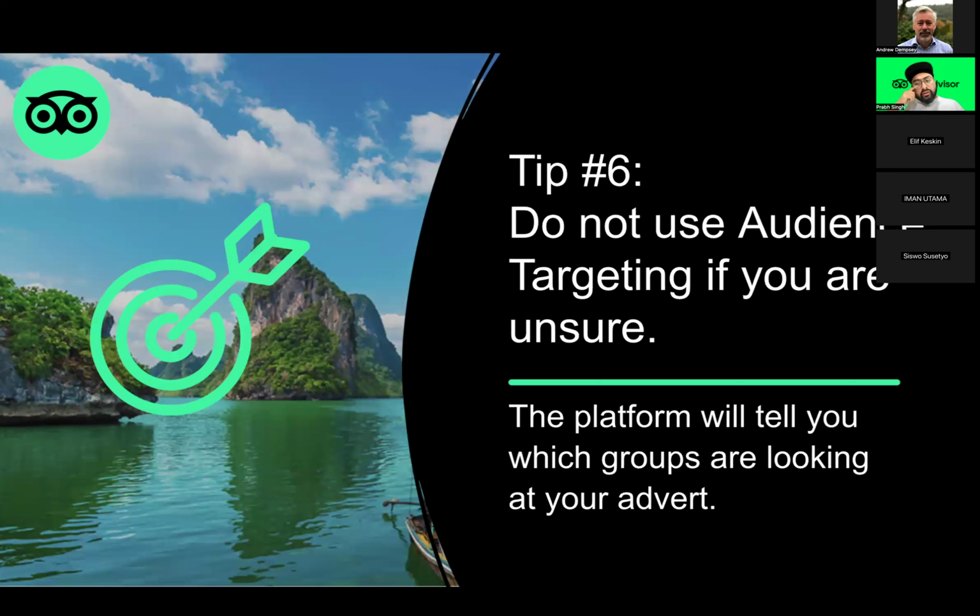Tip six is, do not use audience targeting if you are unsure. Since we already discussed audience targeting, if you are unsure whether audience targeting will work for you or not, you can leave it out in your initial few campaigns and run your campaigns for a few days and have all the stats and the data from the platform, which will tell you the top 5 audiences who have been engaging with your ads and clicking on your ads. That's how you understand and analyze which audiences are working, and accordingly you will be able to add those audiences in your future campaigns.